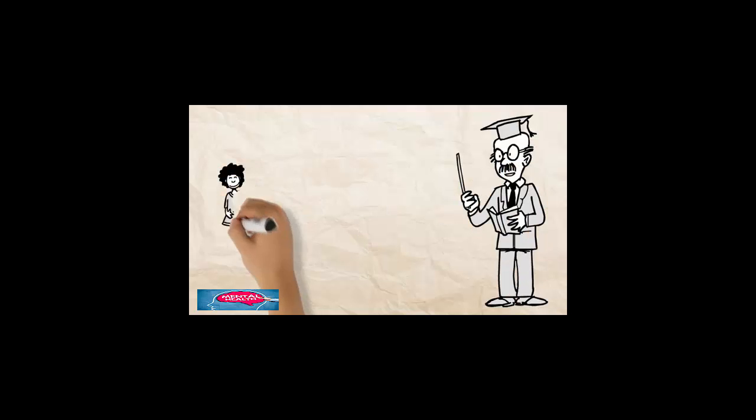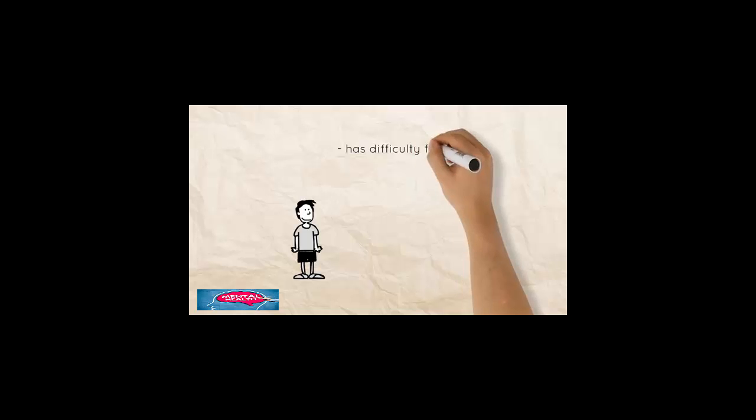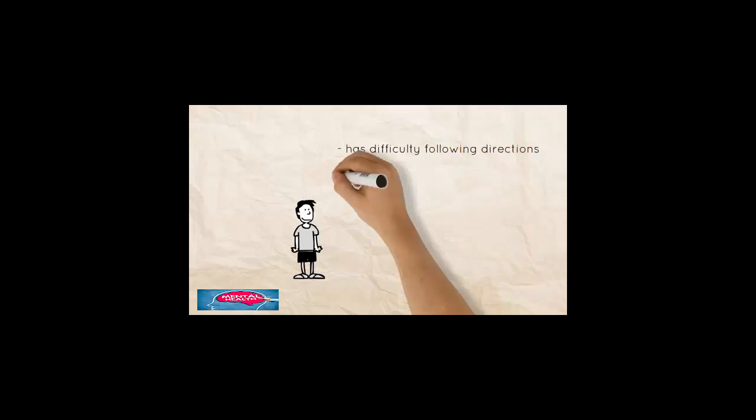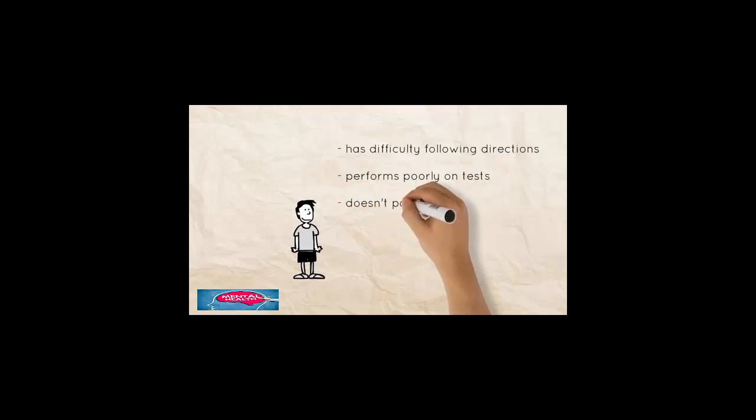Let's imagine a grade 4 classroom. One student in the class, Justin, seems to be struggling in science class. He doesn't follow directions for activities, and he seems to have difficulty answering questions on tests. He doesn't usually contribute to class discussions, and sometimes it seems like he's just not paying attention.